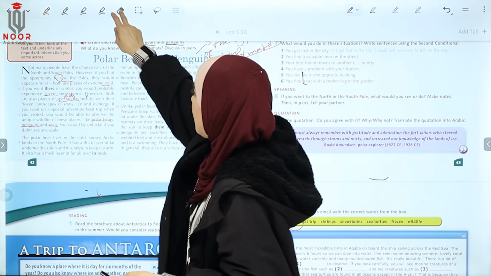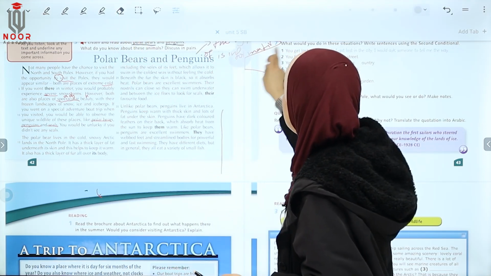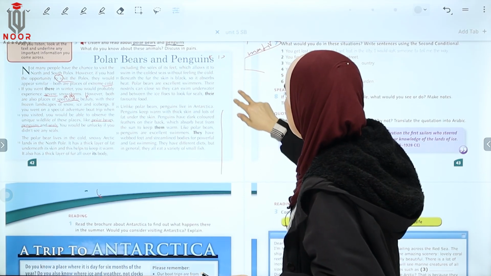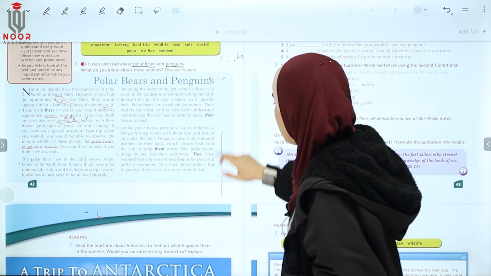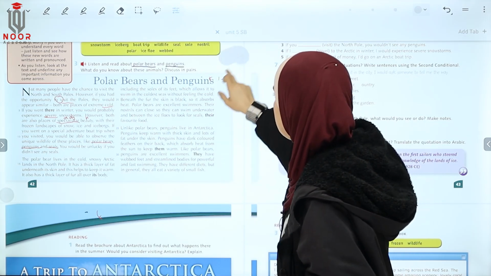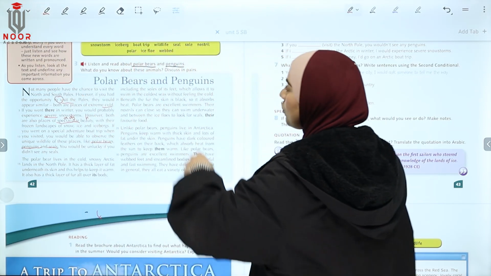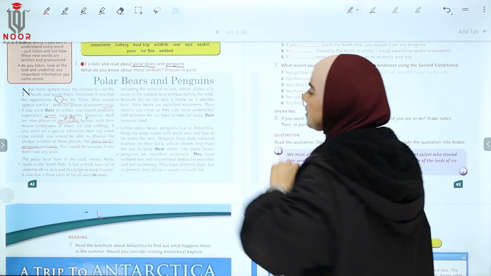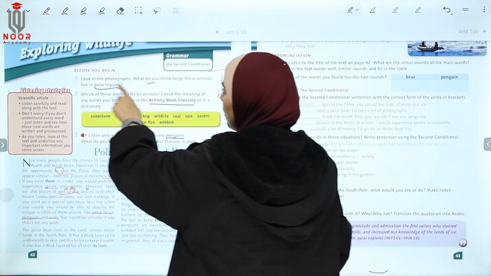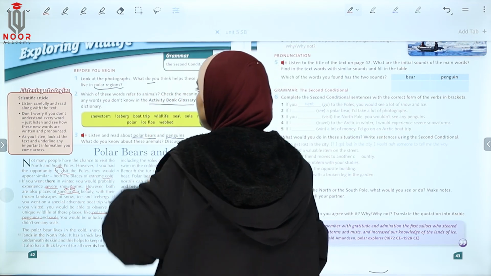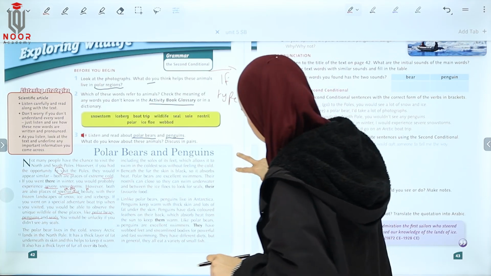I'm so sorry. This is the answer of our first question. Yes. Okay. Let's go back. What do you think about these animals? For example, what do you think helps them to live there or to be warm all the time? Okay.